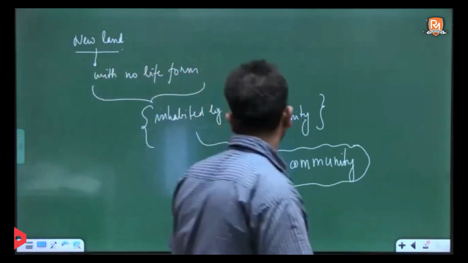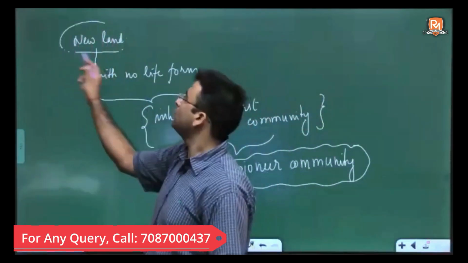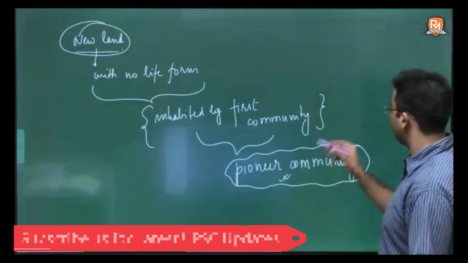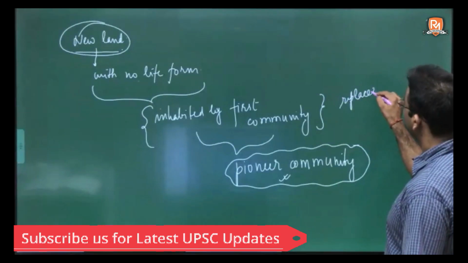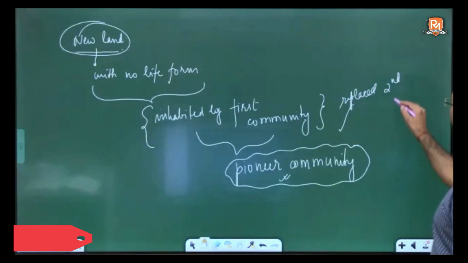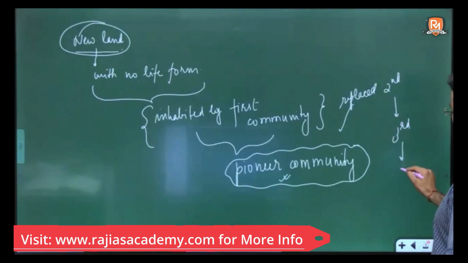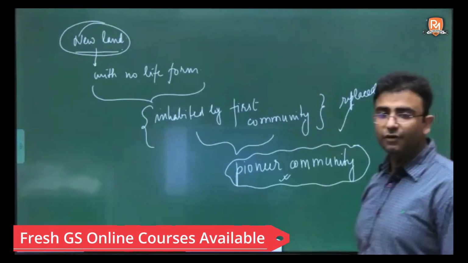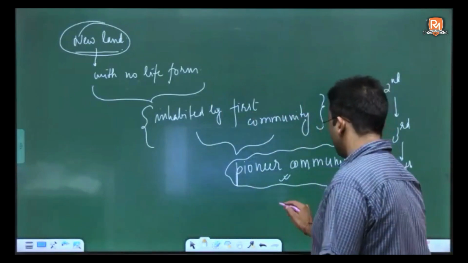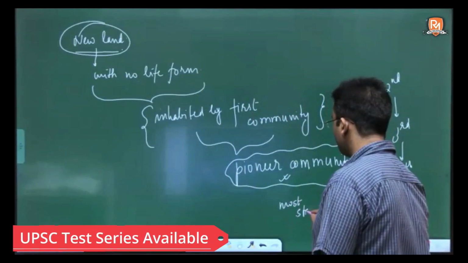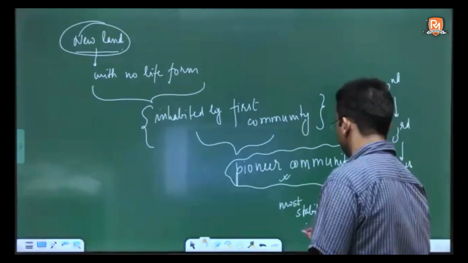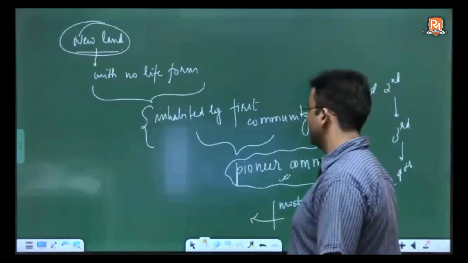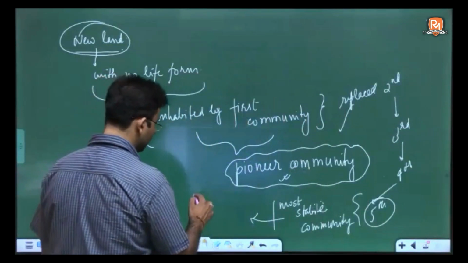The first community that comes and occupies the new land without any life form is known as the pioneer community. Now this pioneer community will be replaced by the second community. This will be replaced by the third. This will be replaced by the fourth. And when the final and the fifth most stable community, most dominant community, will be established, this is known as climax community.